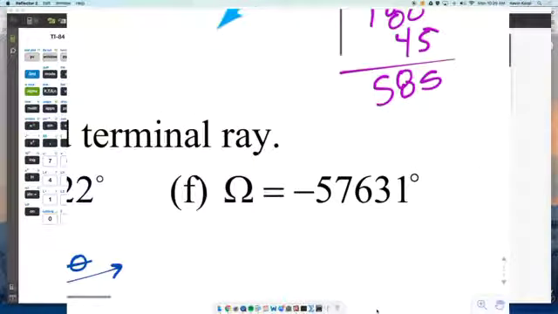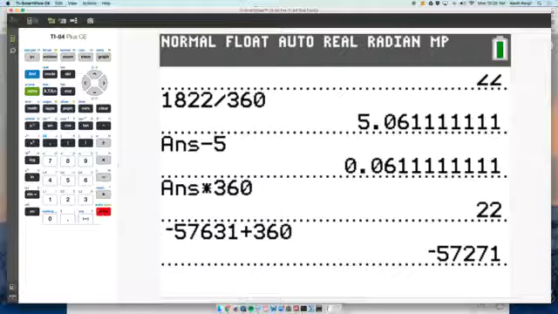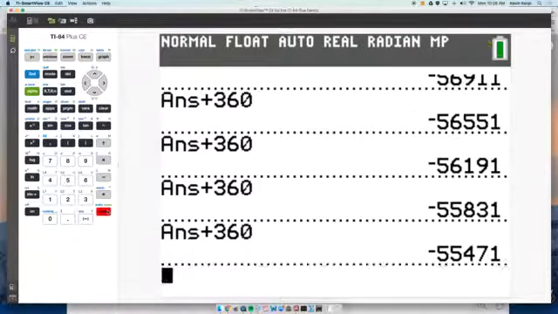Oh boy, what's that letter? That's omega, capital omega. And the angle is negative 57,631. Now, you could do it this way. You could type it in, negative 57631. But now instead of subtracting 360, because it's a negative angle, we have to add 360. There's once. There's twice. The calculator knows what I'm trying to do. So now all I have to do is keep hitting enter, enter.